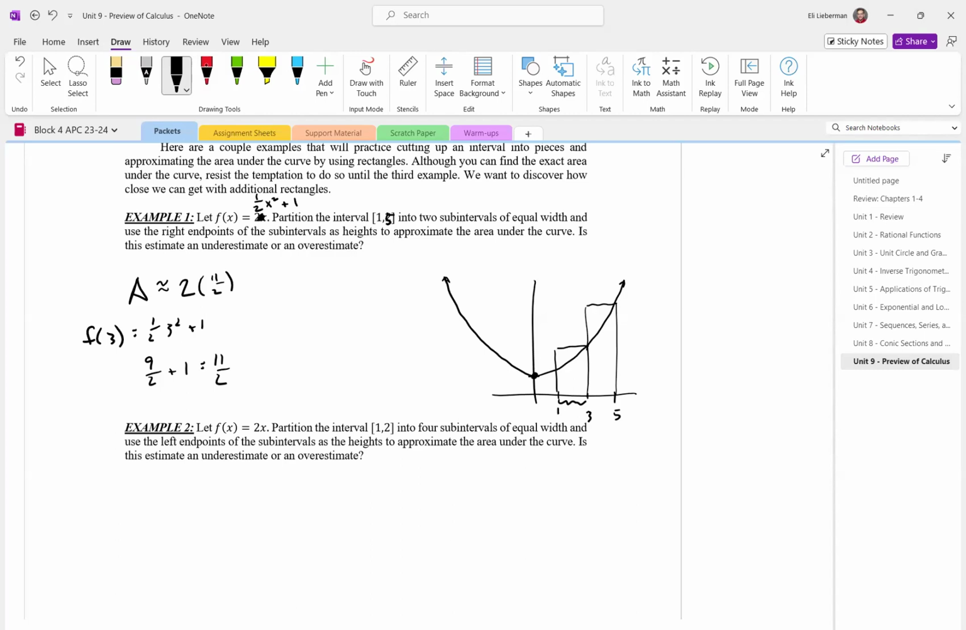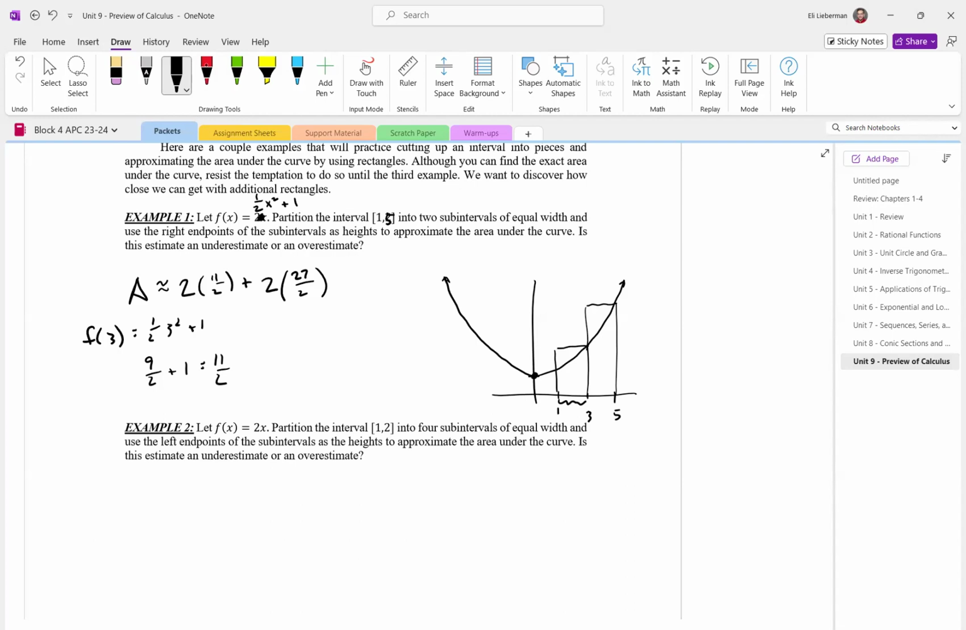Why am I multiplying by 2? Because that's the length of the base. I'm just finding the area of a rectangle. So I'm going to take that and add to it 2 times, which is 27 over 2. Any questions?